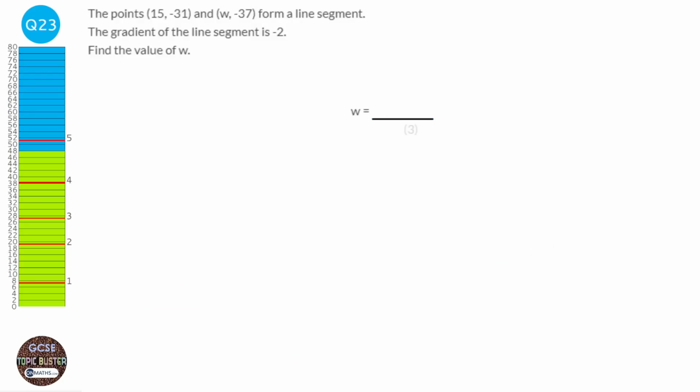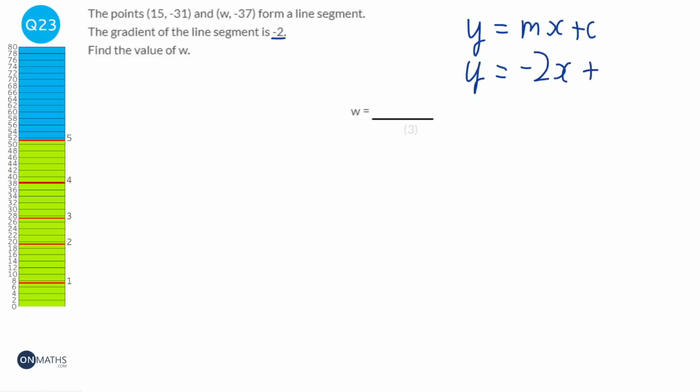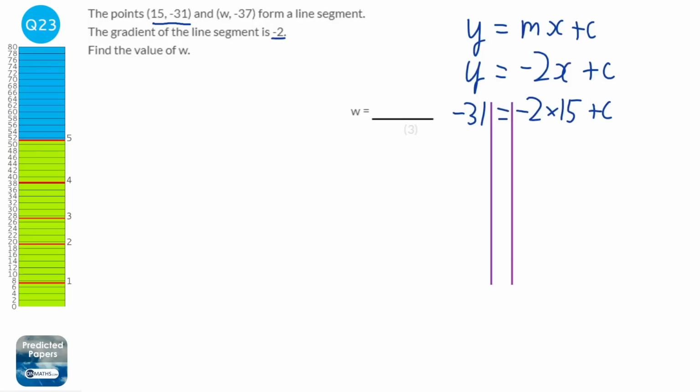So she needs to find £11.60 or 1,160 pence from somewhere. So we're going to start by understanding that all lines form or can form an equation y equals mx plus c, with m being the gradient and c being the y-intercept. It says here the gradient is -2, so we've already got a bit of a head start with this, but we don't know what the y-intercept is. So we're going to use this first set of coordinates to work out what the y-intercept is. So y is -31 and x is 15. And we're going to use this to solve and find out what c is.